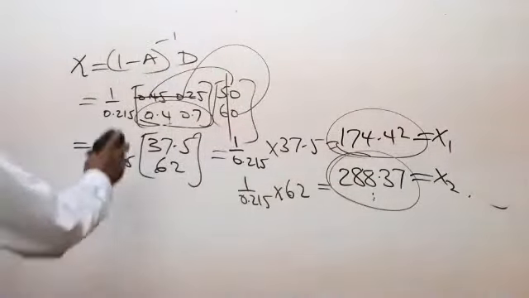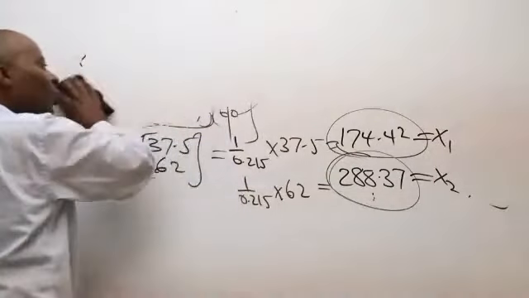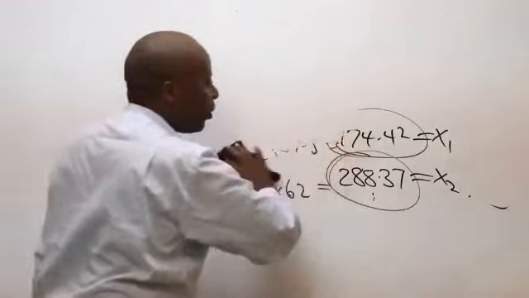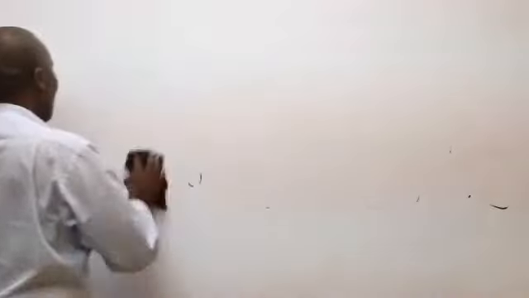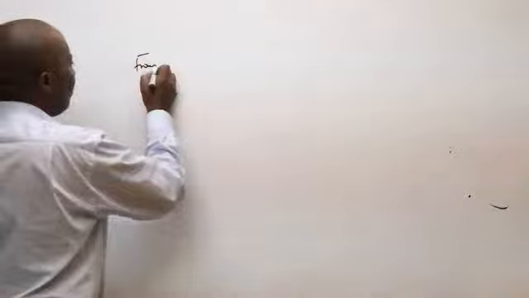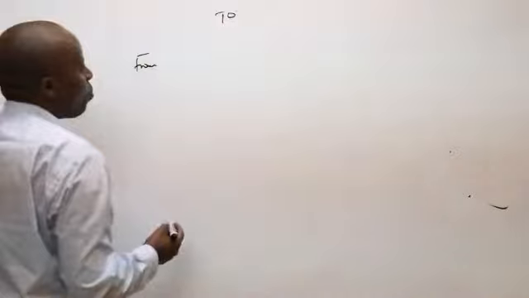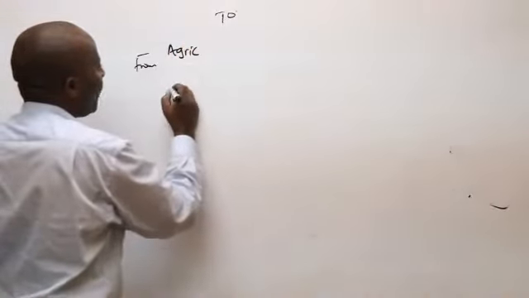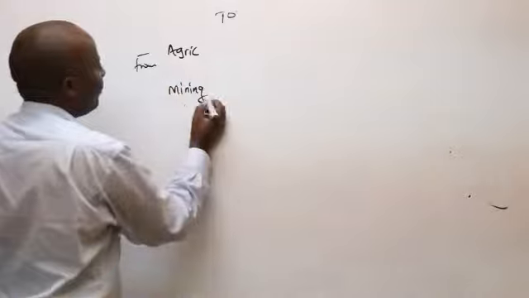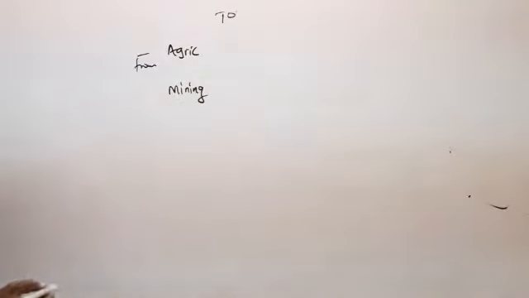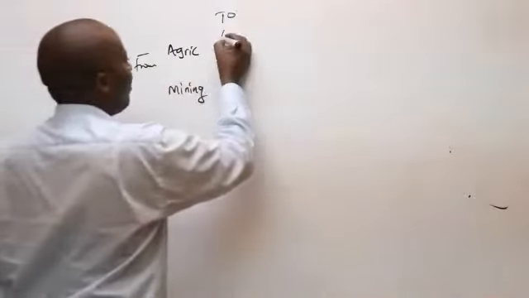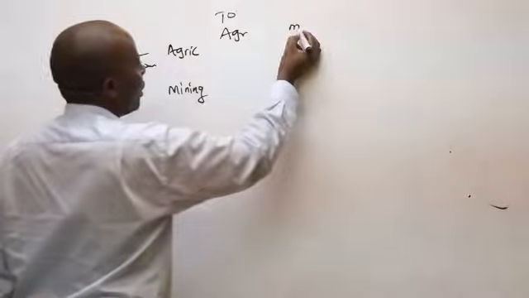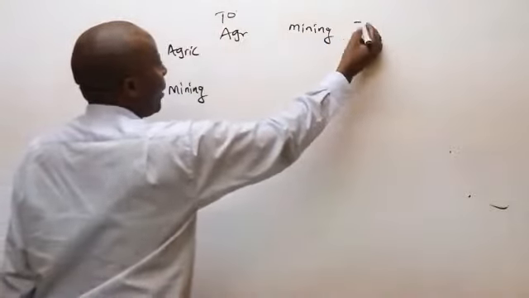Now, ladies and gentlemen, listen. Your examiner will never give you A directly like that. What your examiner will do is come and give you this kind of a question. We have two sectors: we have agriculture, we have mining. We have the same matrix here, agriculture, mining. Then we have the final demand.